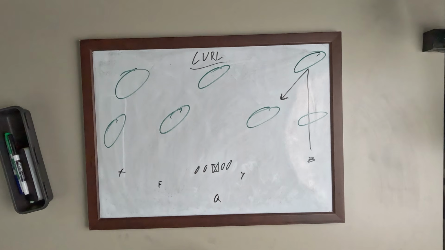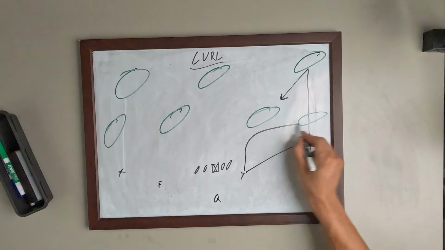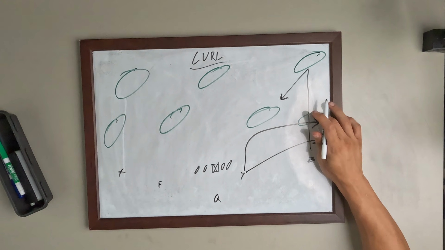But where this route really thrives is in zone coverage. Now all we would have to do is play with the horizontal spacing to open up the window so that way the quarterback can fit the ball. Maybe our Y runs a quick out to the flat, like an arrow route or some sort of flat route, so that way this defender is held as wide as possible.